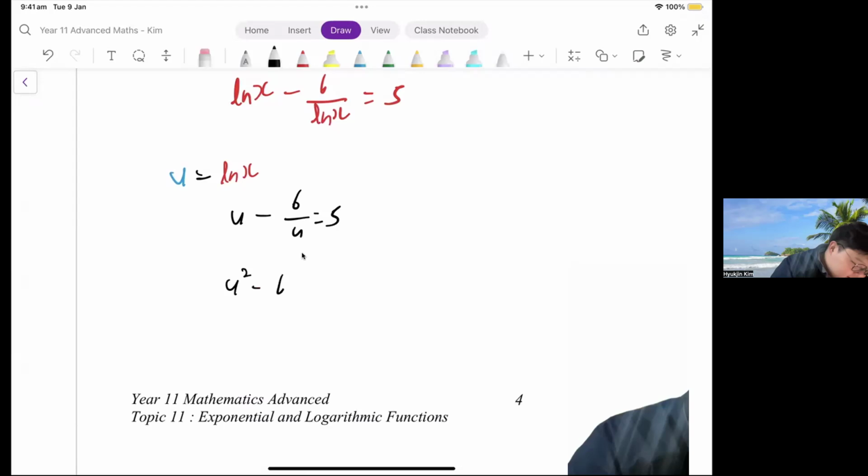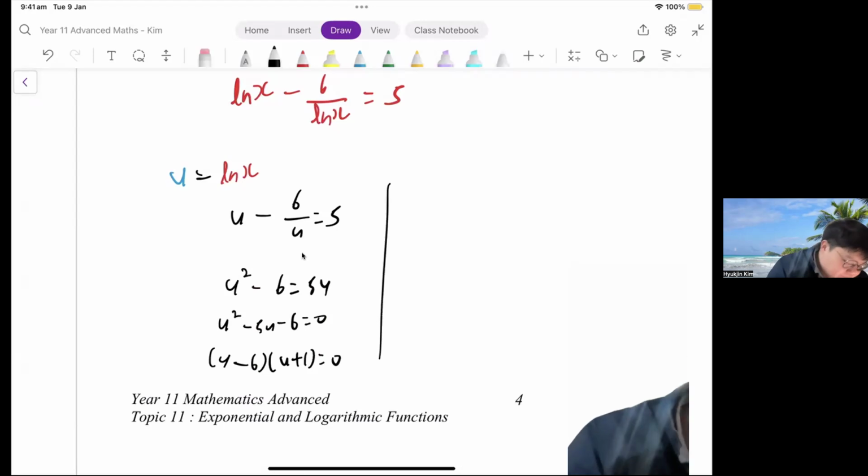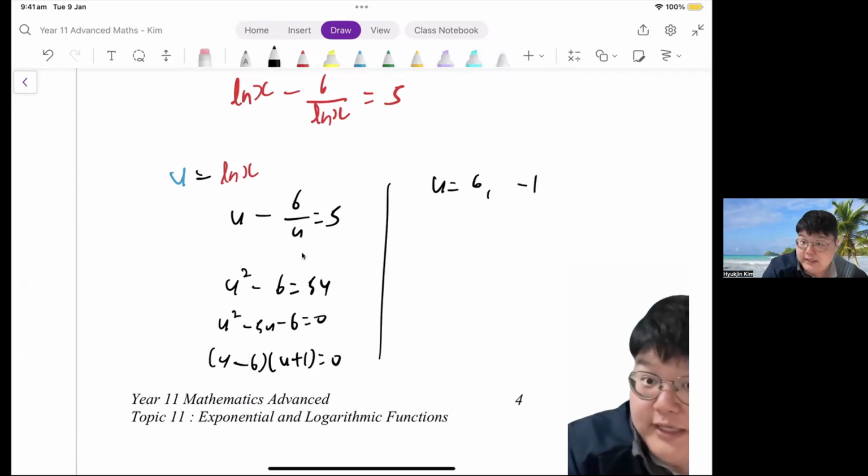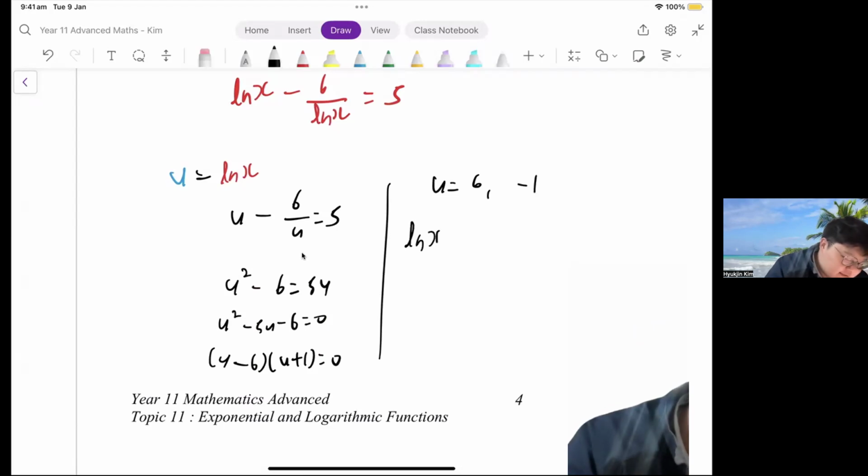u squared minus 6 equals 5u. That means u squared minus 5u minus 6 equals 0. That means (u minus 6)(u plus 1) equals 0. Then you get u equals 6 and negative 1. But u is not the answer that we're looking for. ln x equals 6, and ln x equals negative 1.